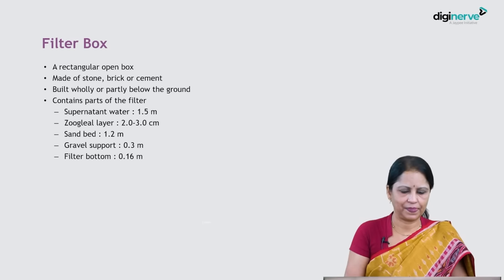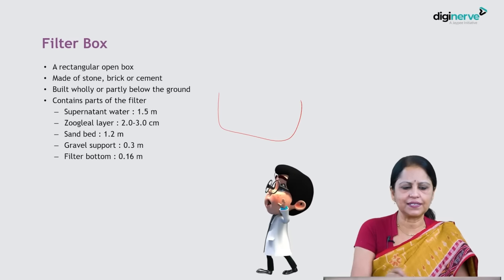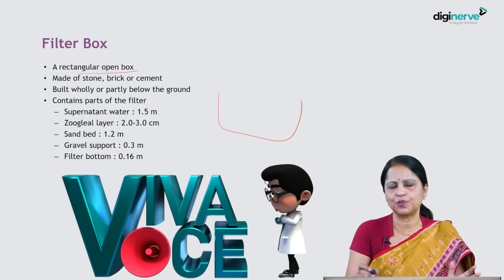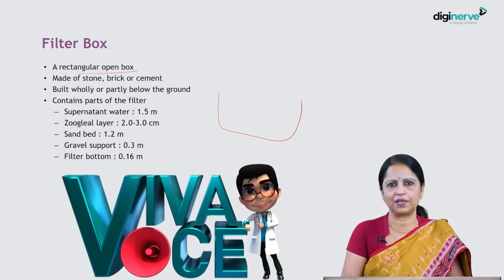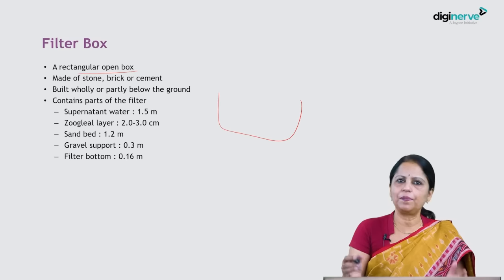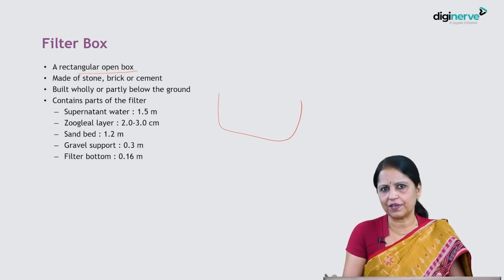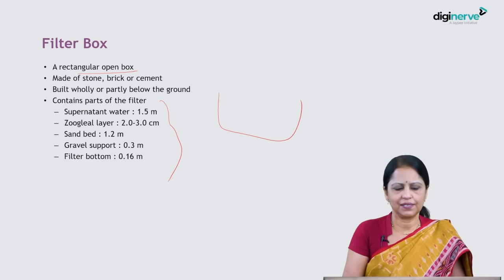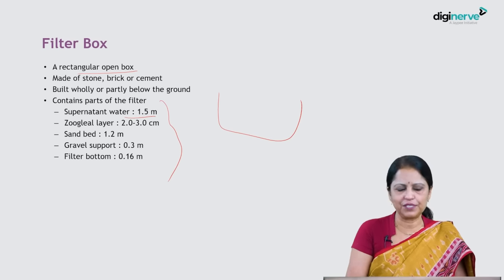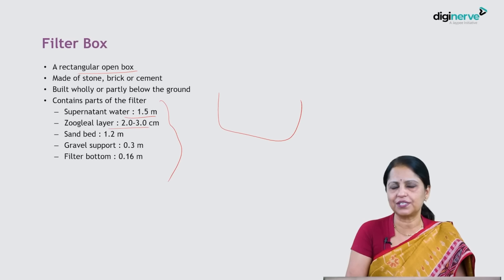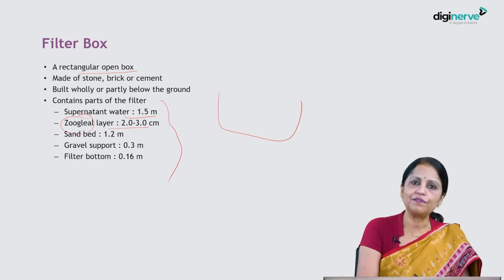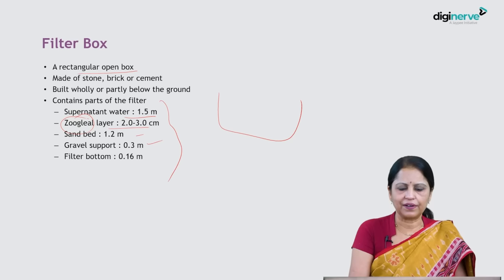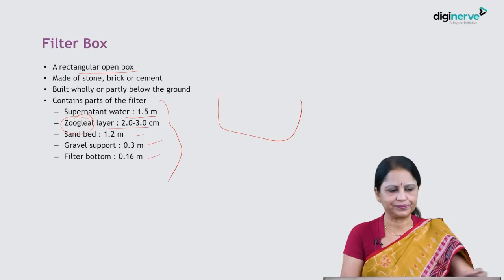So the filter box, as I said, consists of a rectangular open box which is made of concrete or brick or cement or stone, and it may be partially above the ground and the rest of it below, or it may be totally underground. So these are the parts in it: the supernatant water 1.5 meter, then the zoogleal layer 2 to 3 centimeter, the zoogleal layer or the vital layer, then sand bed 1.2 meter, then gravel support 0.3 meter, filter bottom 0.16 meter.